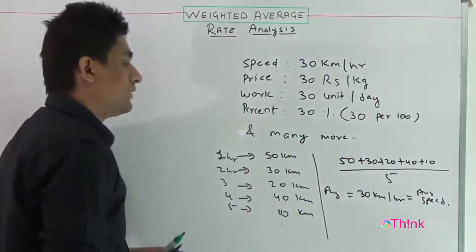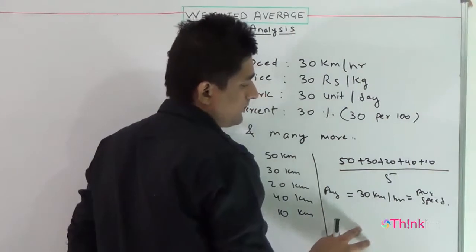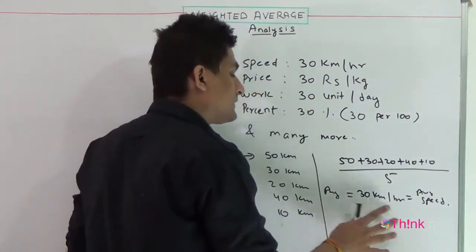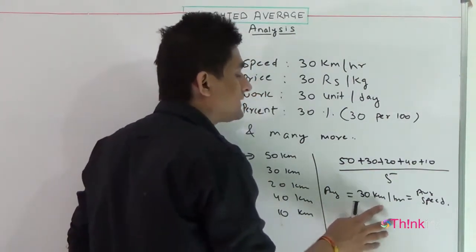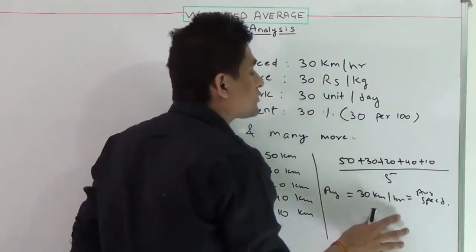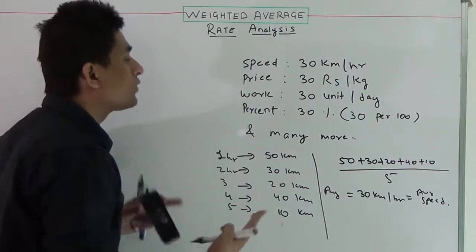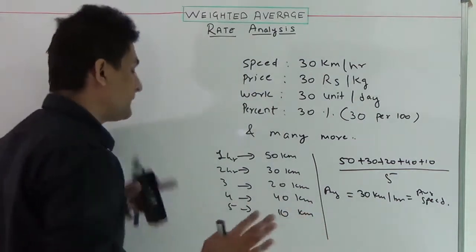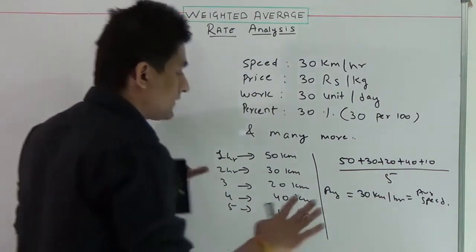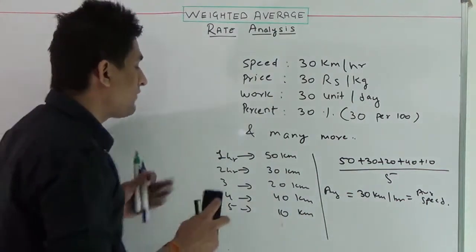So from here it is clear to you now that this is a rate quantity. Whenever I say speed, it is an average quantity. Whenever I say speed, it represents the average of some group. So this should be clear.